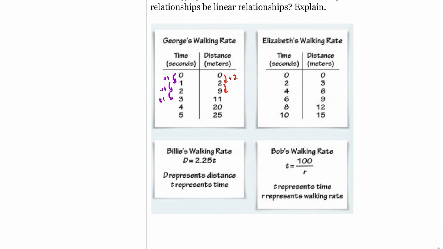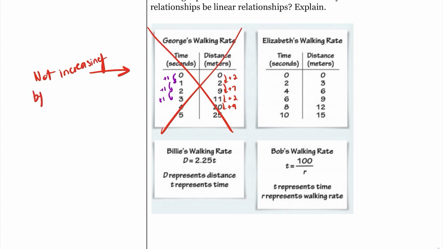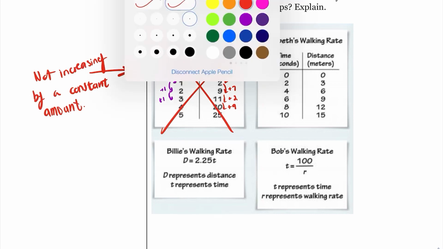So from 0 to 2 is plus 2, from 2 to 9 is plus 7, 9 to 11 is plus 2, plus 9, okay, so is the dependent variable increasing by a constant rate? I don't think so. Not quite. So we'll say George is not, and we'll write that it's not increasing by a constant amount. Okay, so that's important.